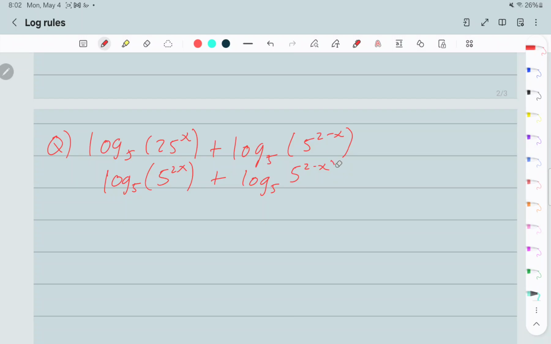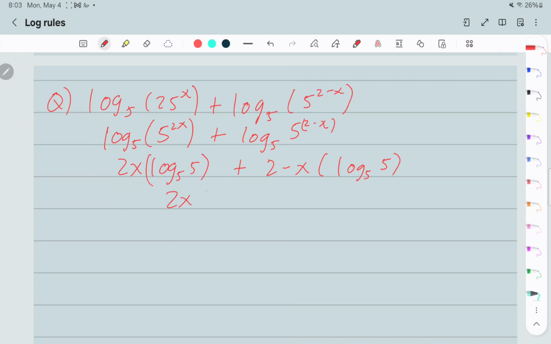And now if you remember, we have both terms added, so we pull the exponents down. It's going to be 2x log 5 of 5, and over here it's going to be (2 minus x) log 5 of 5. Now this log 5 of 5 becomes 1, and you're left with 2x times 1 plus 2 minus x. If you simplify further, 2x minus x will give you x, and then you're left with x plus 2.